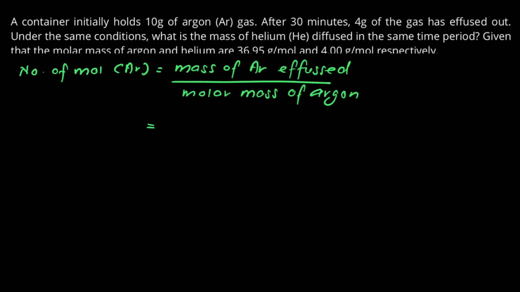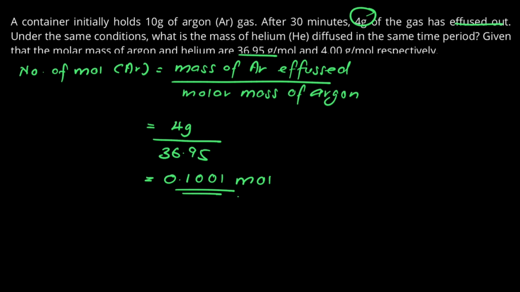Right, so basically, here it says that 4 grams of argon have been effused out from the container. So the mass of argon effused is equivalent to 4 grams. And the molar mass of argon is given in the question, which is 36.95 grams. So basically, the number of moles of argon that has been effused out is equivalent to 0.1001 mole.